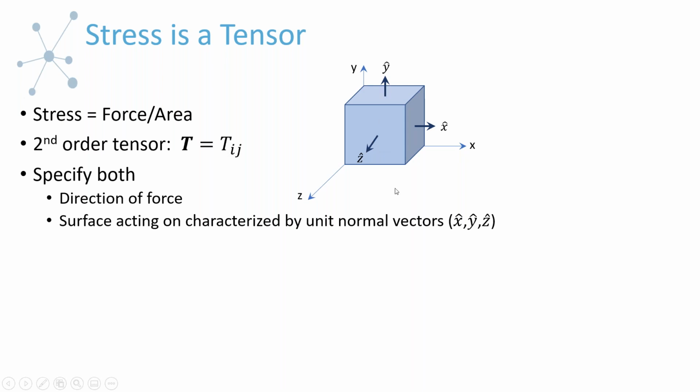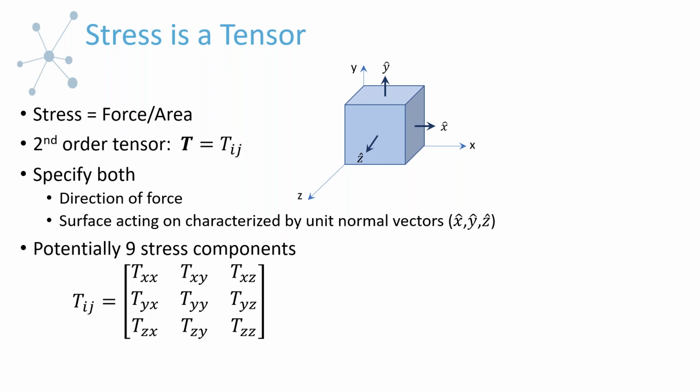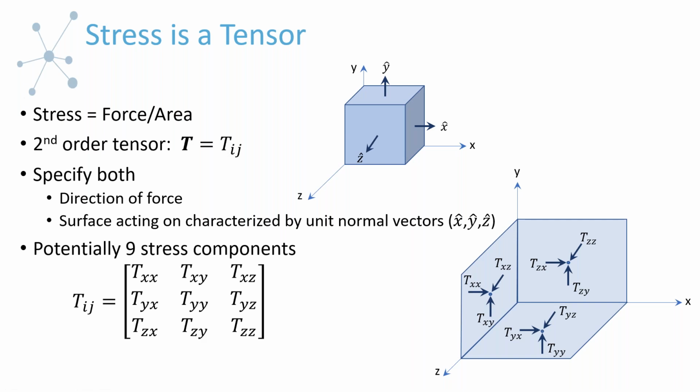And so when we're generating a particular stress, we're going to have to specify what direction the force is acting on the particular surface. That means there are potentially 9 stress components that can exist if you have an extremely complicated situation, and it's generally written in this matrix type form. If you want a visual of what this is like, I have here the different components on each plane.